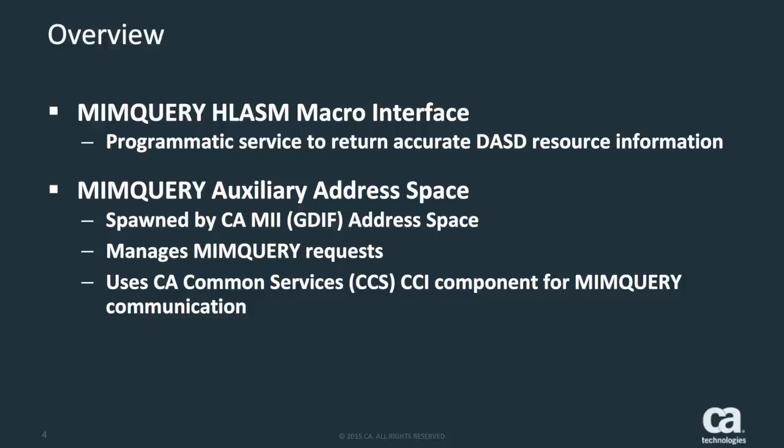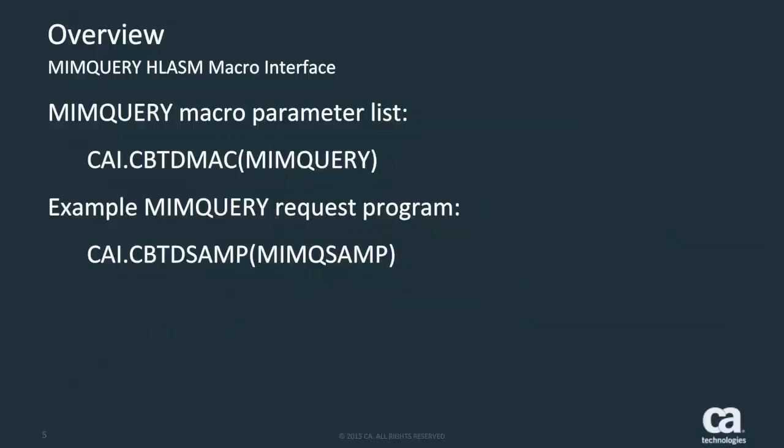The MIMQuery macro interface is a programmatic service to return accurate DASD resource information. The MIMQuery auxiliary address space is an address space created by the CA MIM address space to manage MIMQuery requests. It utilizes the CA Common Services CCI component to communicate with MIMQuery on other systems in the MIMplex. You can utilize the MIMQuery macro interface to programmatically request resource information from MIMQuery.